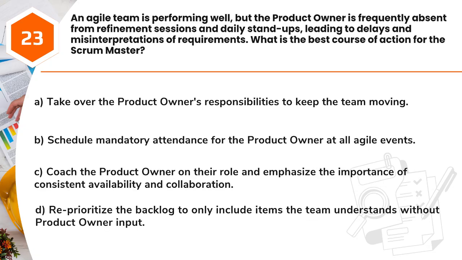Question 23. An agile team is performing well, but the product owner is frequently absent from refinement sessions and daily stand-ups, leading to delays and misinterpretations of requirements. What is the best course of action for the Scrum Master? A. Take over the product owner's responsibilities to keep the team moving. B. Schedule mandatory attendance for the product owner at all Agile events. C. Coach the product owner on their role and emphasize the importance of consistent availability and collaboration. D. Reprioritize the backlog to only include items the team understands without product owner input.